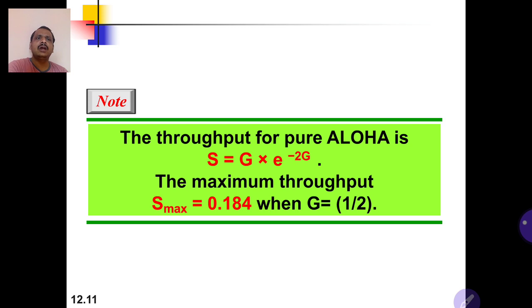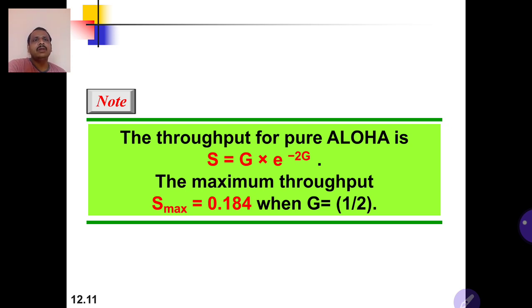The throughput of the Aloha protocol is given by the formula S is equal to G into e to the power of minus 2G, where G is the load. Load is nothing but how many frames have to be produced by the particular station during the frame transmission period. TFR is the frame transmission period. In this amount of time, how many frames have to be produced by the station, that is also a matter.